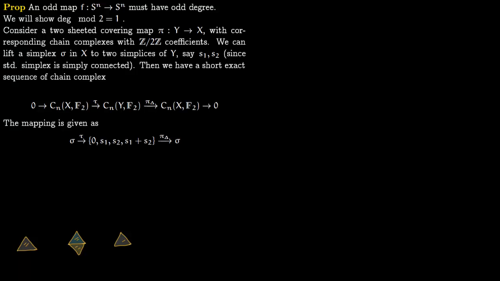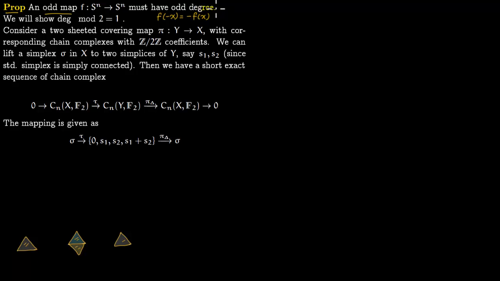In this lecture we are going to prove the Borsuk-Ulam theorem for odd degree. You can find this in Hatcher's Algebraic Topology on page 174. Basically the proposition says this: you have an odd map f from the sphere to the sphere. Odd map means that f of minus x is going to be minus f of x. Then the proposition says that if you have an odd map, this map must have odd degree.